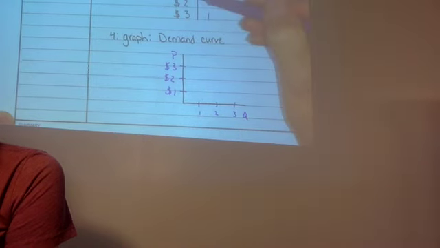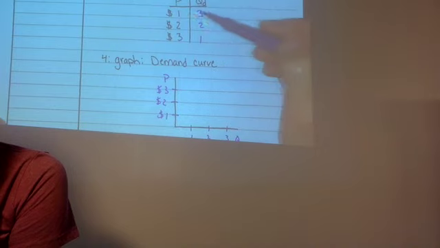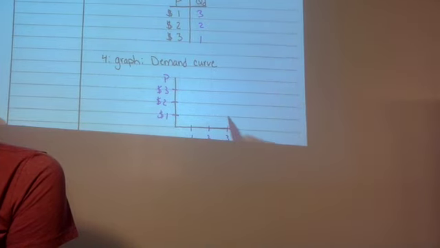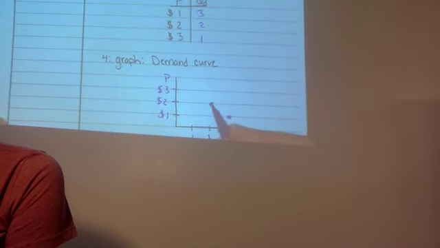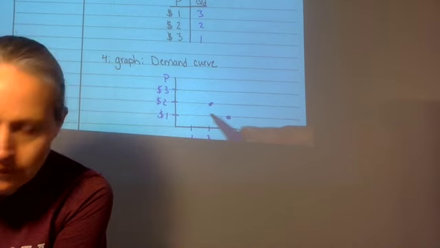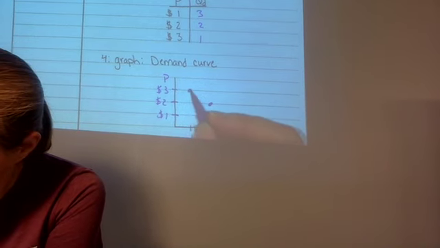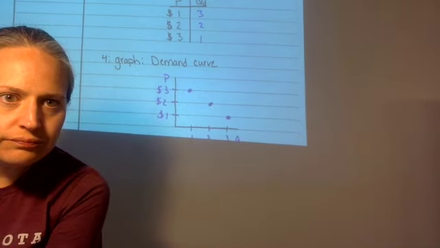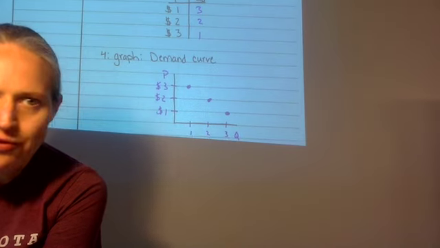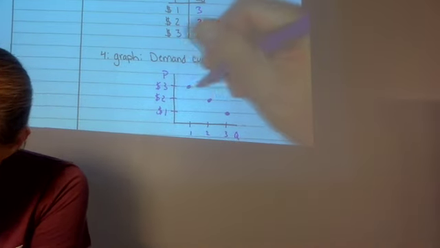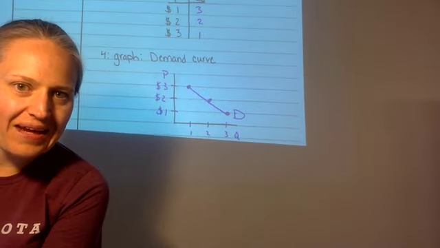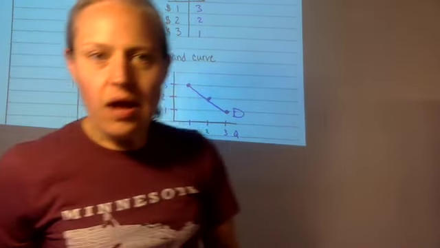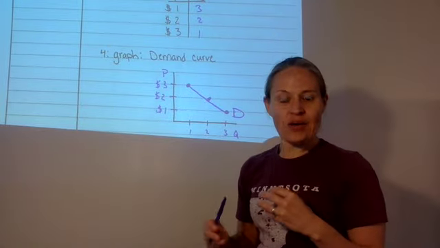And at a price of $1, the quantity demanded is 3. So $1, 3, plot that point. $2, quantity demanded is 2. And $3, quantity demanded is 1. And then we get to do my favorite part of econ, these graphs. Connect the dots and label it D for demand. That is how you show the law of demand with a graph.